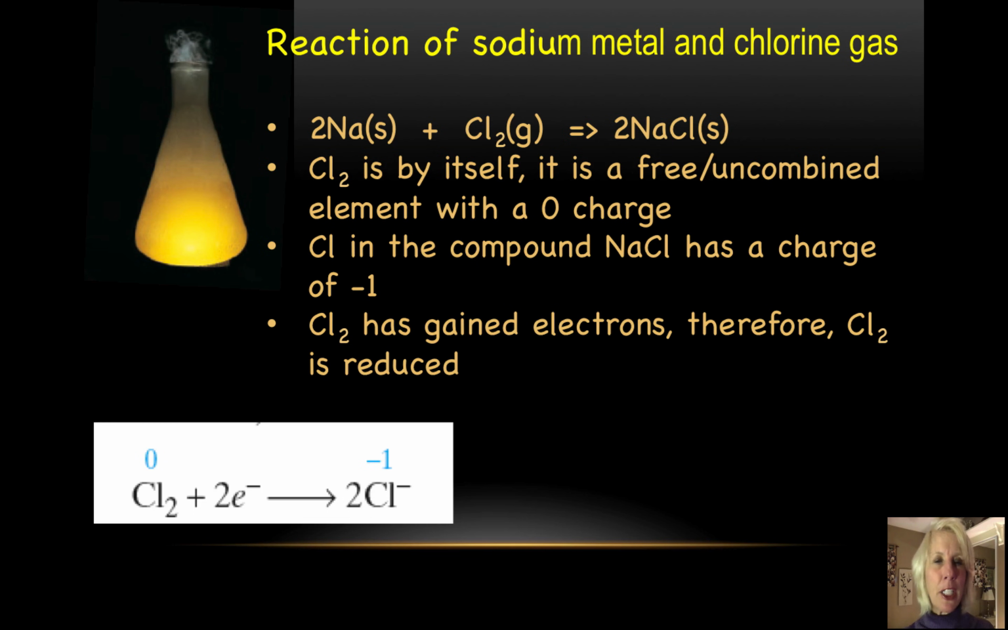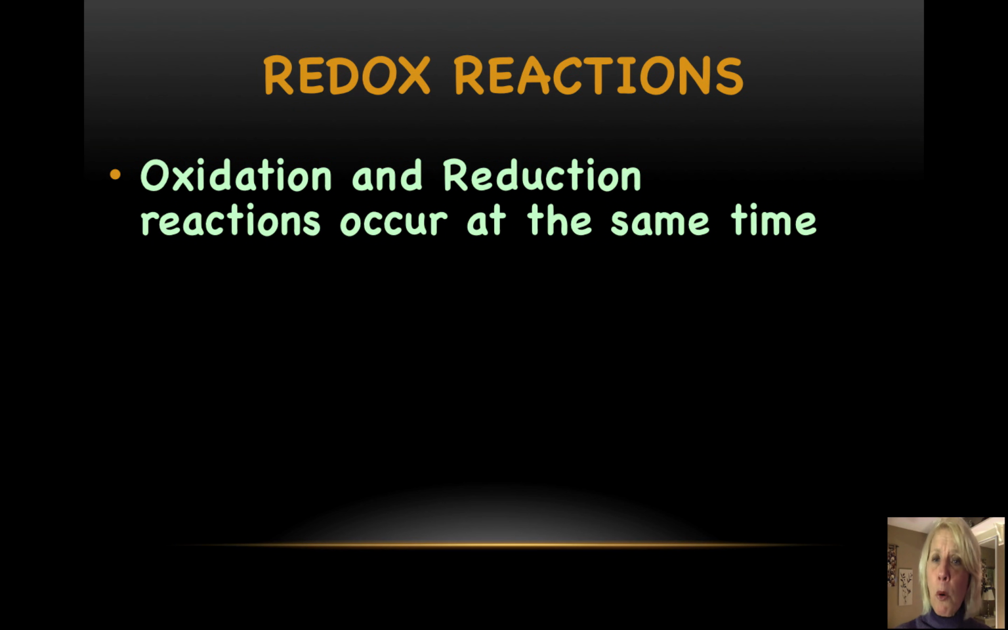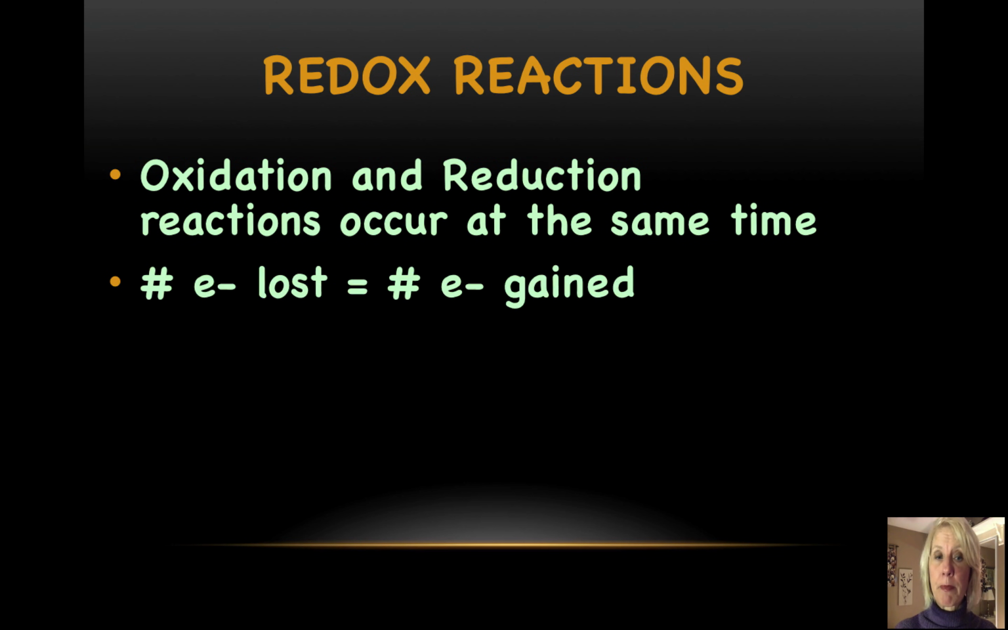Now, when we write the half reaction, look at how we write it. We write chlorine gas with a charge of 0 is going to gain 2 electrons to become the 2 chloride ions present in sodium chloride. This is a reduction half reaction. It's important for you to remember that even though we write oxidation and reduction half reactions, they occur at the same time. If there's an oxidation reaction, there also has to be a reduction reaction. The next thing that's so important for you to realize is that the number of electrons lost must be equal to the number of electrons gained. That's going to be important when we look at balancing redox reactions.